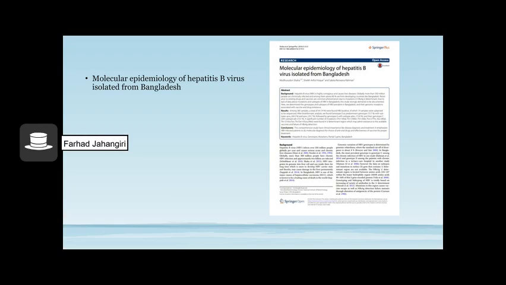I used for my presentation a research paper on the molecular epidemiology of hepatitis B virus isolated from Bangladesh. Here is the first page of the research.